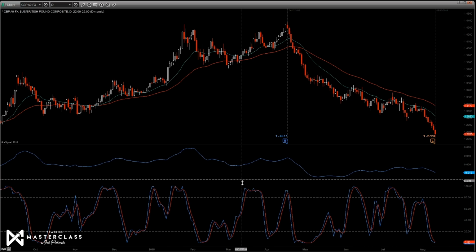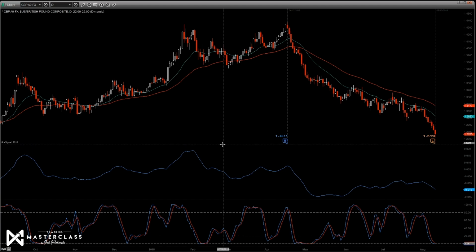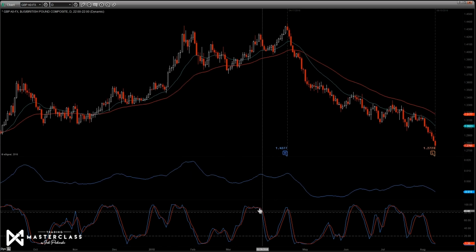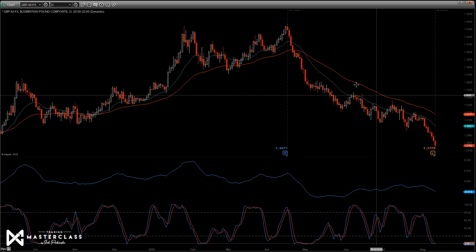RSI is something that should be used at the end of your analysis, meaning that you already made a prediction, you already know that you're either going to be trading long or trading short, so buying or selling. And then at that point, you're going to check RSI and be like, okay, the market is overbought. So what does RSI tell you? Okay, let's look at price action here.